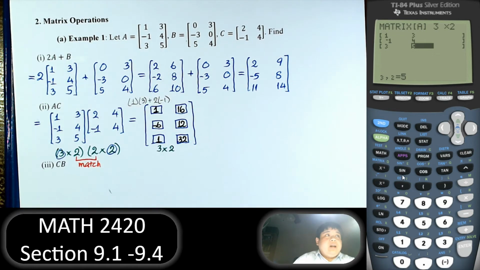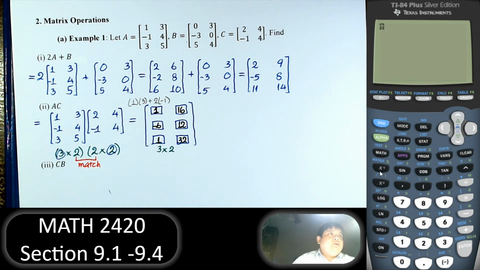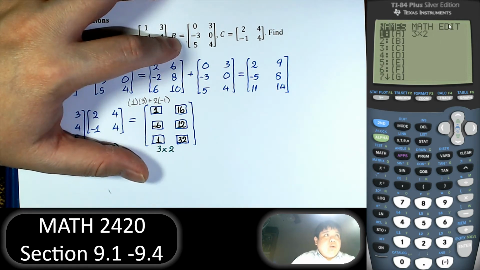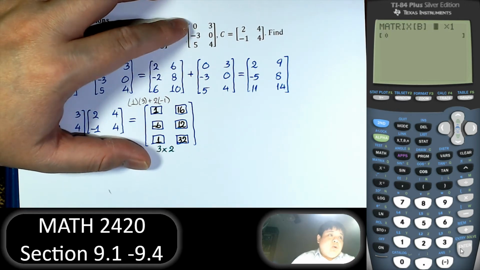Once we're done, second quit. Go back to the matrix. Now under A, we have the 3 by 2. Let's go to enter matrix B. So go to Edit to input the matrix. Now we edit the matrix B, which is also 3 by 2.